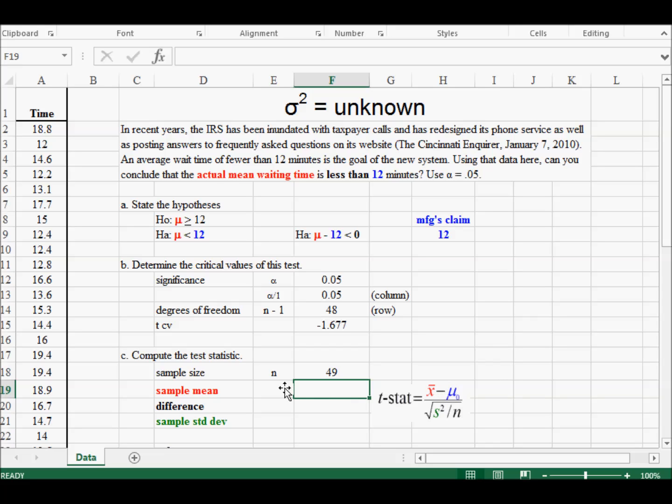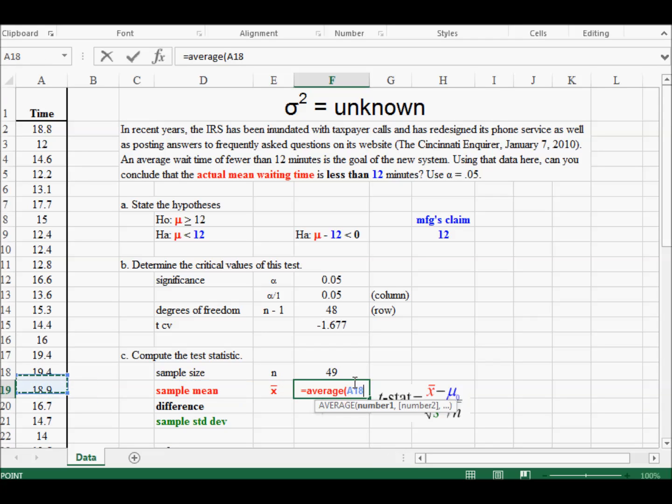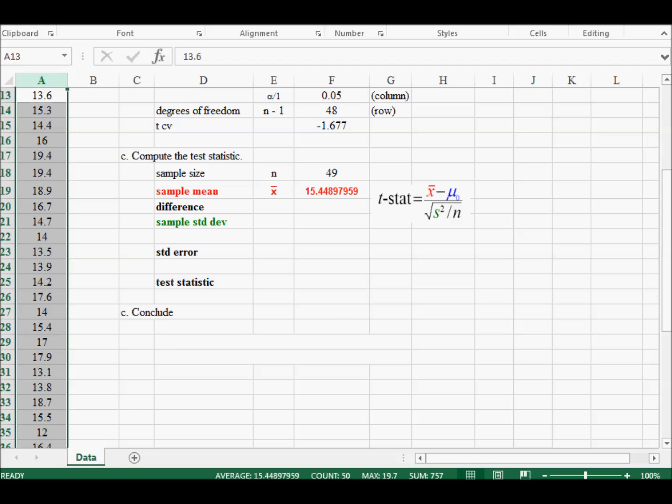So we need to have the sample mean first, and the sample mean is denoted x bar. I'm going to type equal average, because the sample mean is the average of our sample data. We have equal average A2 to A50, and then we hit enter. So my sample mean is 15.44897959. Everybody in this class is going to have a different one because we all have different data. All these numbers vary from student to student.